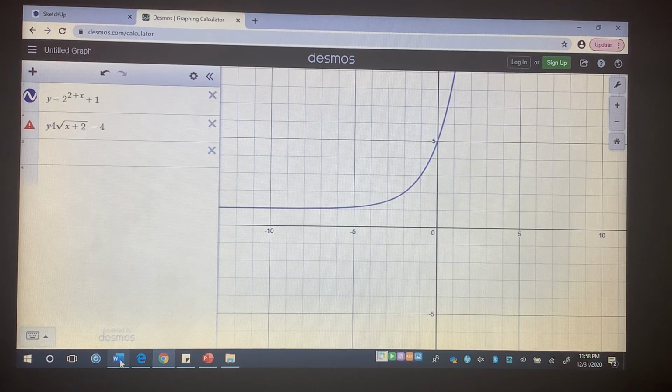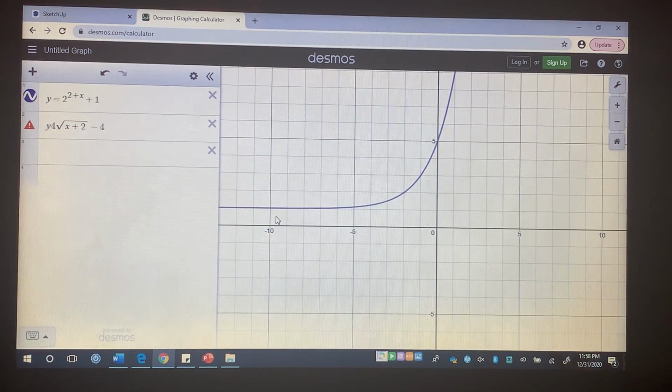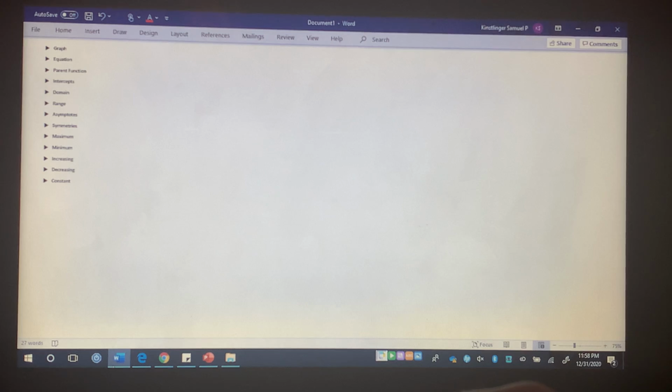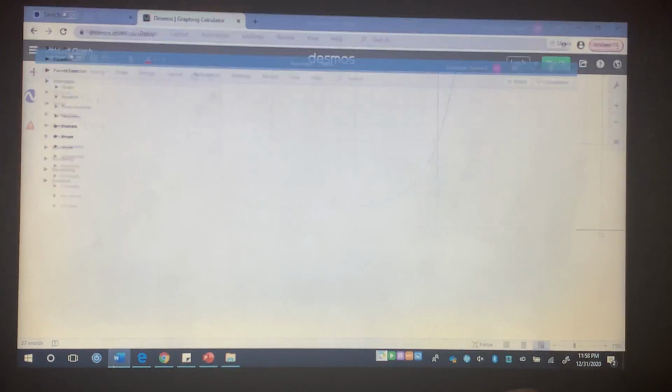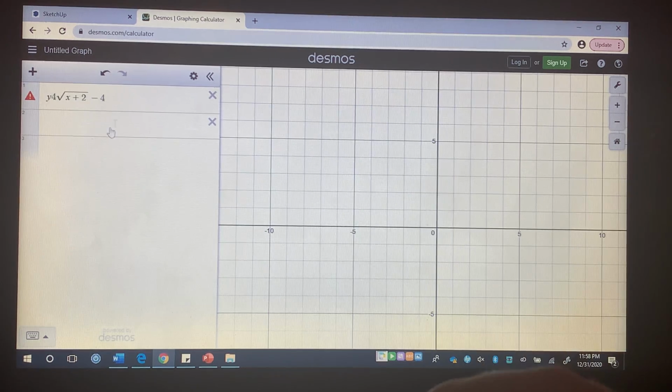Symmetries, there are no symmetries, because you can't reflect it off of any point to get the same thing. Really, it's always increasing, so from negative infinity to infinity, it's never decreasing, and it's never constant. Okay, there we go. Okay, y equals.